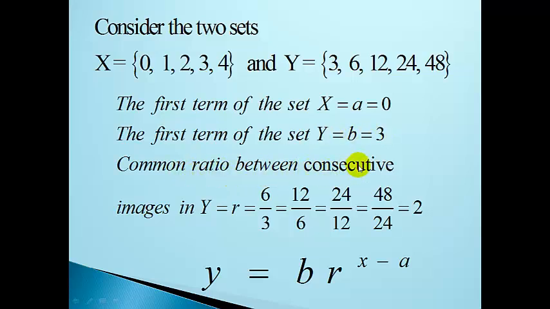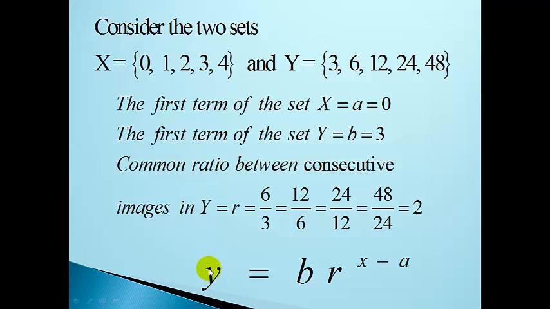The common ratio between the consecutive images in Y is given by r, and that is the second image divided by the first. That is 6 divided by 3, which is equal to 12 divided by 6. And this is equal to 24 divided by 12, and it's equal to 48 divided by 24. And in all these cases, we have the common ratio r to be equal to 2, because 6 divided by 3 equals 2, 12 divided by 6 equals 2, 24 divided by 12 equals 2, and 48 divided by 24 is also equal to 2.